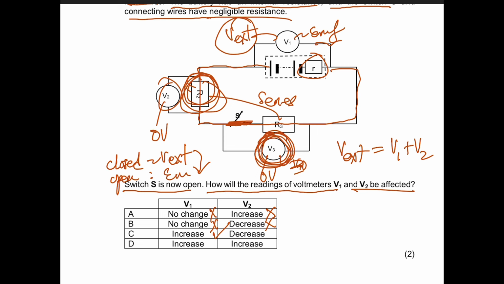So what's going to happen in these two values when the switch is open? They're going to decrease to zero. As I've mentioned, that is going to be zero. So the answer is that one. It's not an option. So the answer is C.